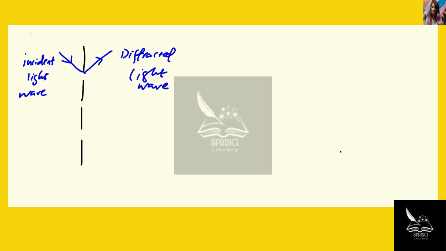to the right. So we're going to call this the incident light wave. And then coming outside, we're going to call that the diffracted light wave. And from both sides, we can see that all the openings have incident light and diffracted light.